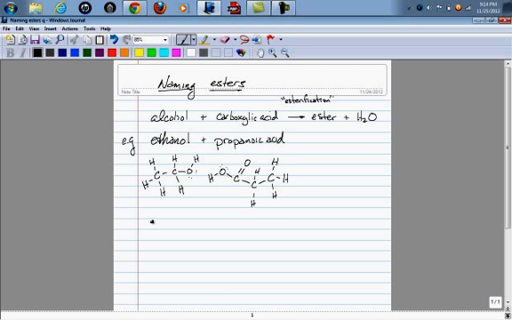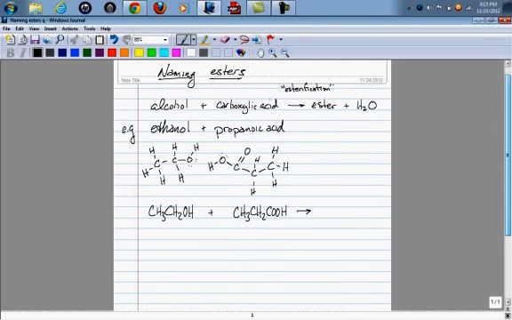Here are the condensed formulas: CH3, CH2, OH. And for the acid, CH3, CH2, COOH. When you add those together, you get an ester and water. So let's see how this ester forms.